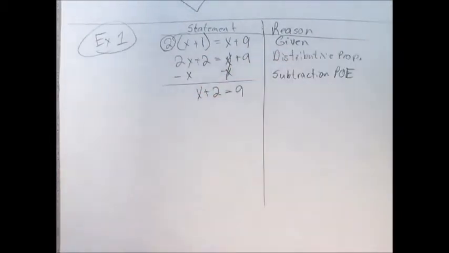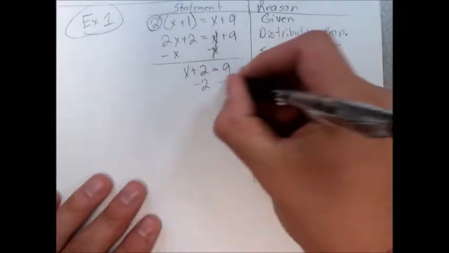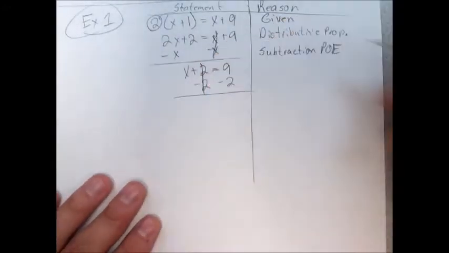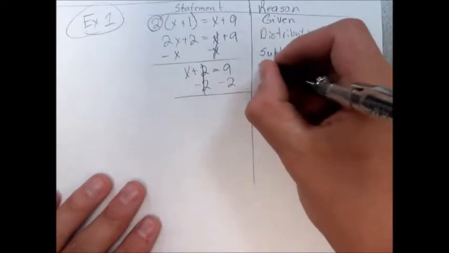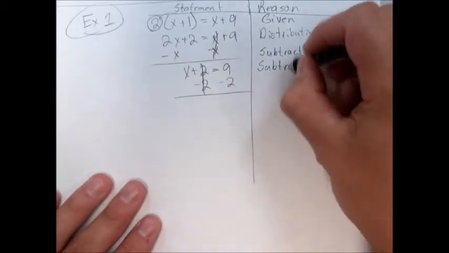What's the next property that I need to use? I subtract 2, and what is that property called? Subtraction property of equality. Yes.